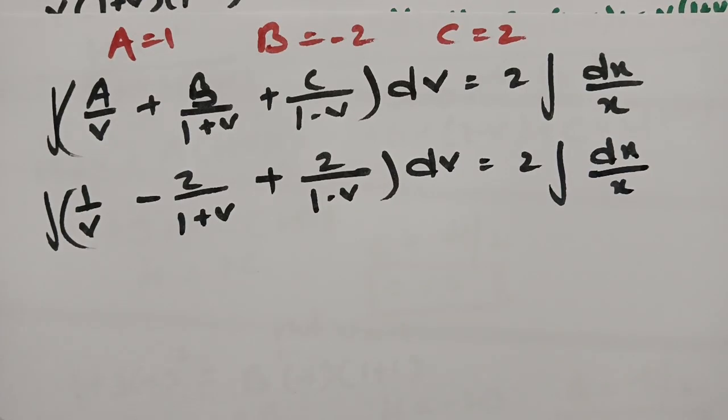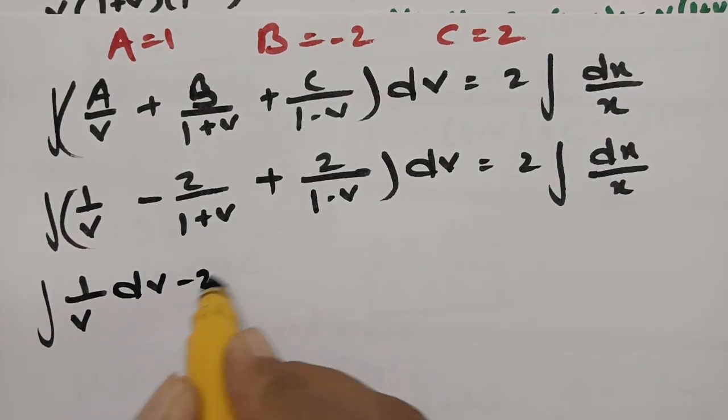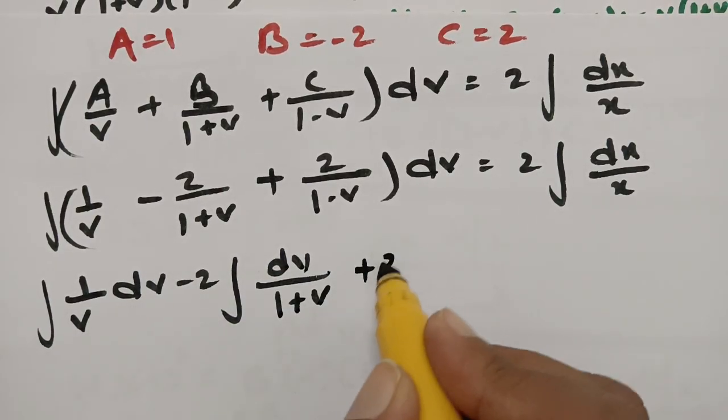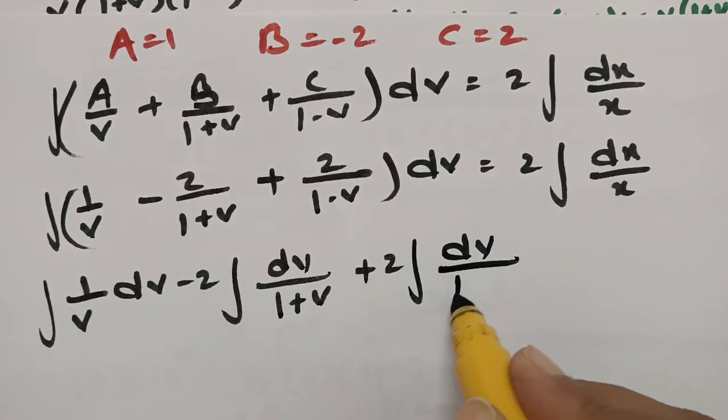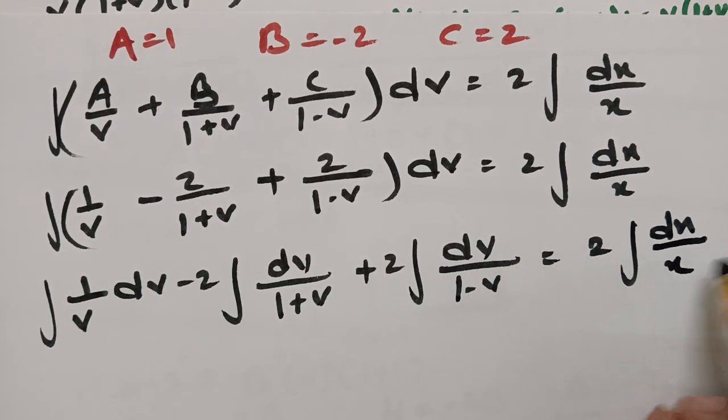Now I am going to integrate each and every term here. This is integral 1 by v dv, this is minus 2 times integral dv by (1 plus v), and this is 2 times integral dv by (1 minus v), which is equal to 2 times integral dx by x.